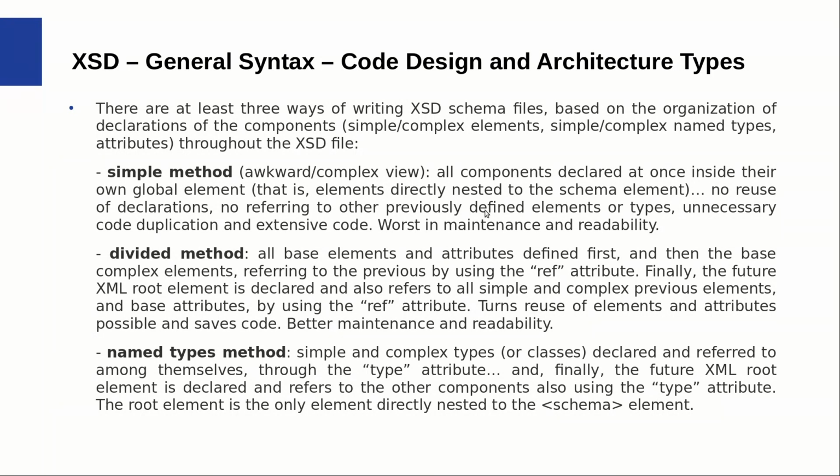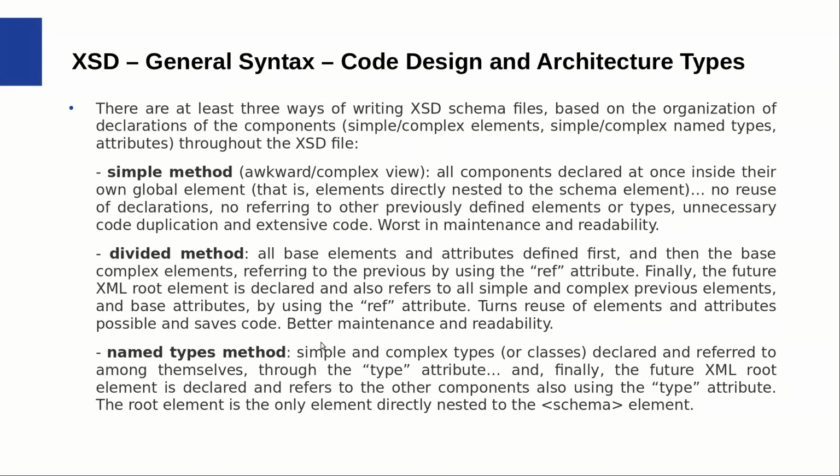Instead of declaring a lot of global elements and attributes, you initially declare simple and complex types, not elements. These types are also called classes. And later you reuse those simple and complex types when declaring the elements inside the complex types, or at the end when declaring the future root elements that you must also declare globally.